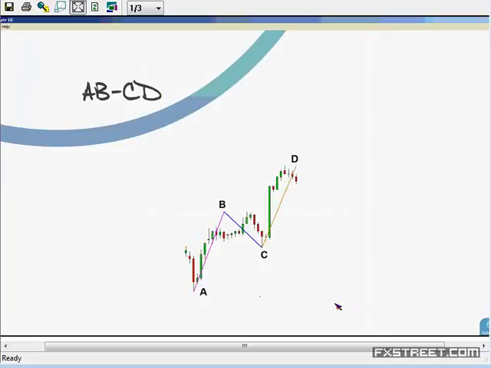ABCD formation. Difficult to note the target level for an ABCD. Can be below A, depending on how the formation or where the formation is. If it's in an Elliott wave formation, so it's a second or a fourth wave, then it will either break the low or the high, depending on which wave round it is.